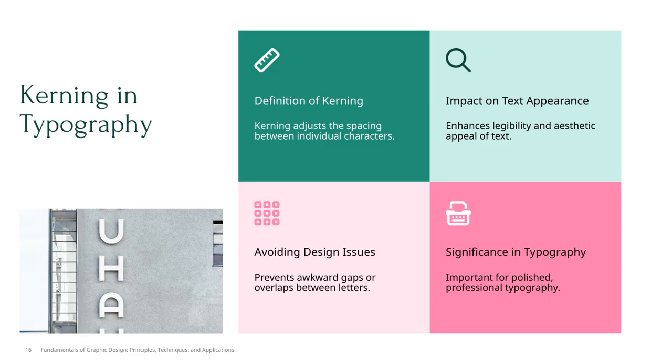Now, let's talk about the definition of kerning. Kerning is all about adjusting the spacing between individual characters to make the text look just right. It's a subtle but crucial part of typography that helps create a balanced and harmonious appearance. When done well, kerning prevents those awkward gaps or overlaps that can distract or confuse the reader. It's really about avoiding design issues that can make the text seem unprofessional or poorly crafted.